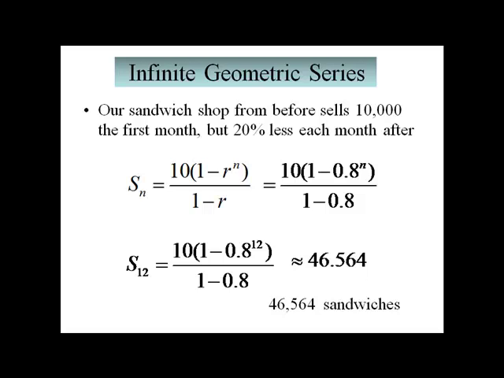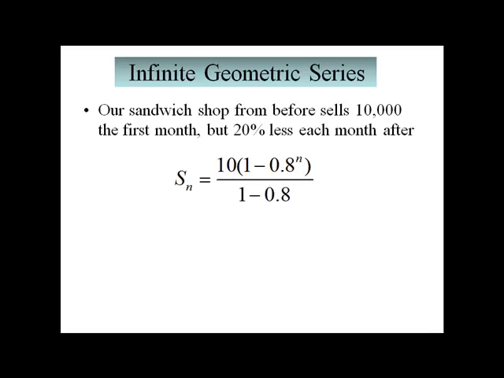Now we're going to extend this a bit further and look at the sum of an infinite geometric series. So what happens as this continues over time? So we're going to set up our formula again. So we have S sub n equals 10 times 1 minus 0.8 to the n over 1 minus 0.8. What we're going to do is plug this into the calculator and see what's happening graphically.